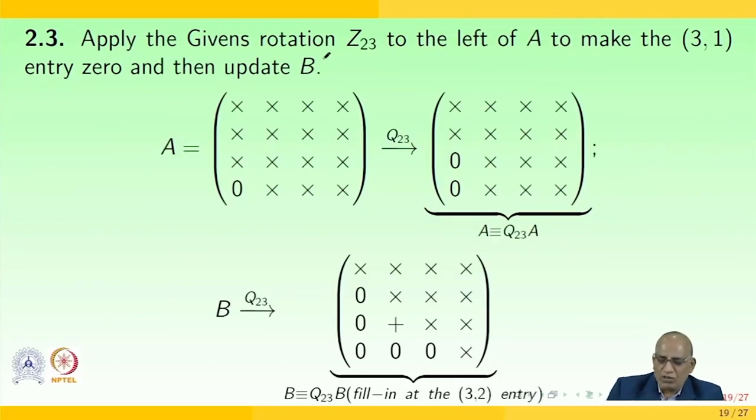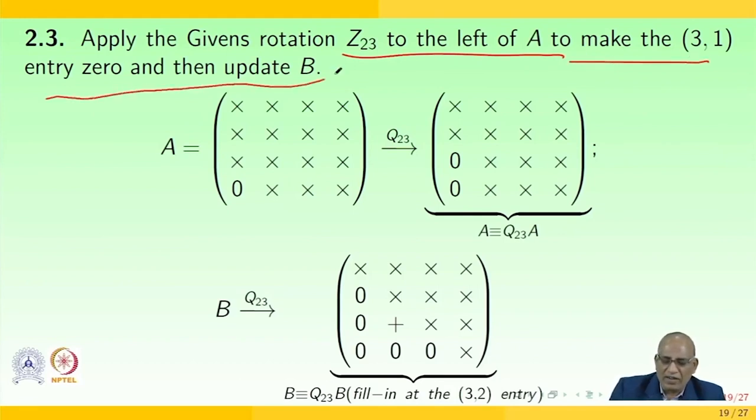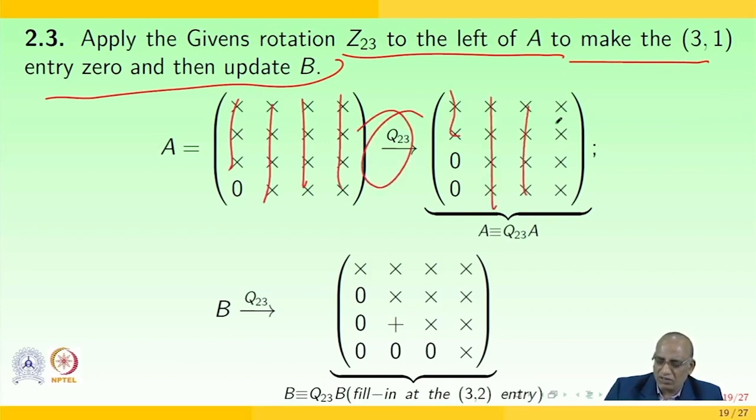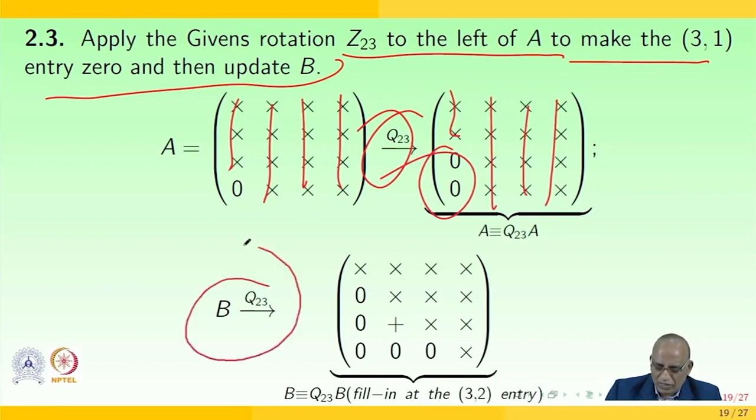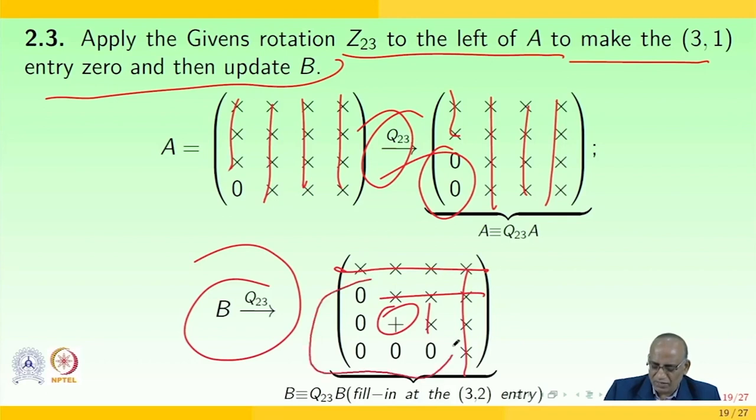Now apply the Givens rotation Q23 to the left of A to make the 3, 1 entry zero, and then update it. So this is what you had in the previous step. You apply Q23, so this much is zero and this will happen to be zero. Now when you apply B Q23, this happens to be non-zero, and this is the plus, the fill-in value. These are all zero values. So that is B equal to Q23 B.